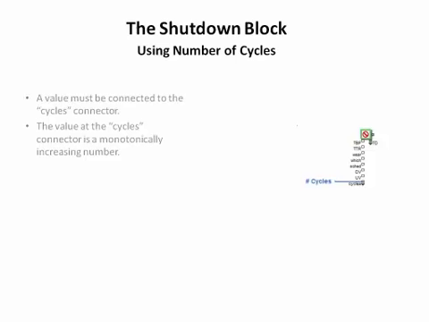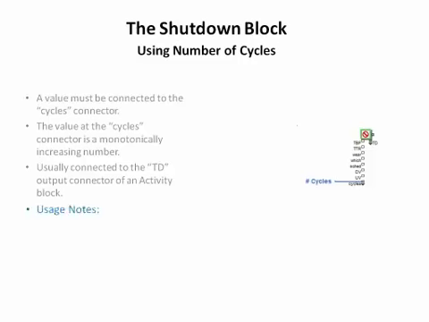The value at the cycles connector is a monotonically increasing number. We're counting the number of operations, therefore it must always go up. We don't have a thing called a negative operation. Okay? The number of cycles is intended to be connected to the TD output connector of an activity block, but how you connect and determine your cycles determines what you get.